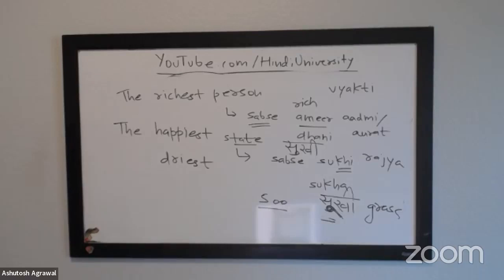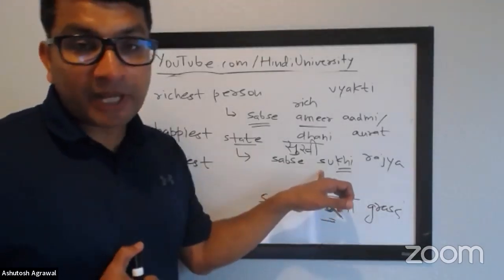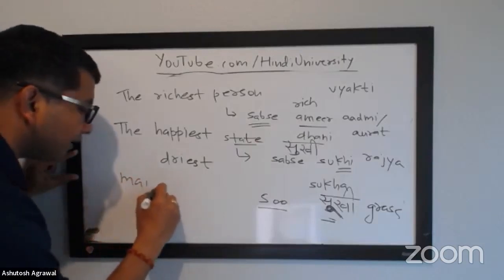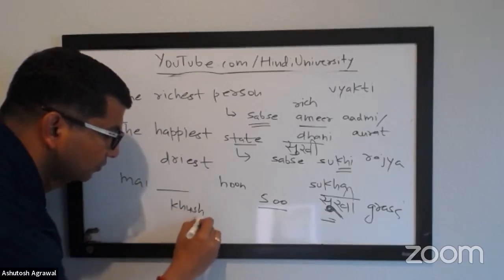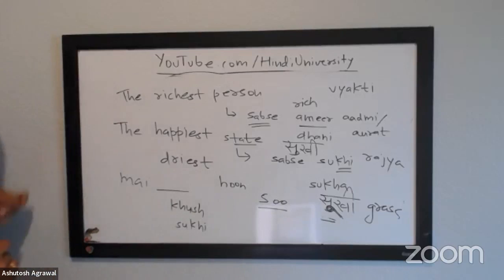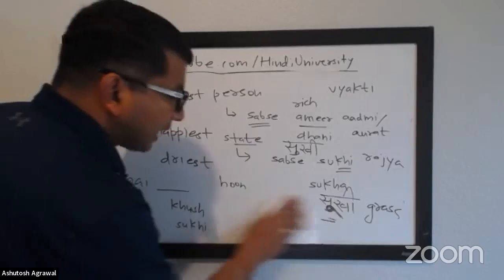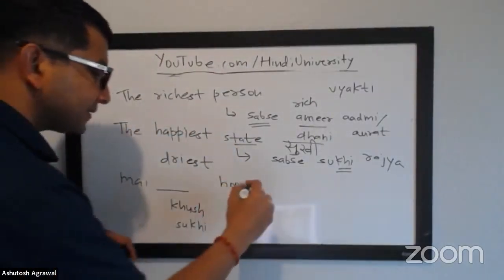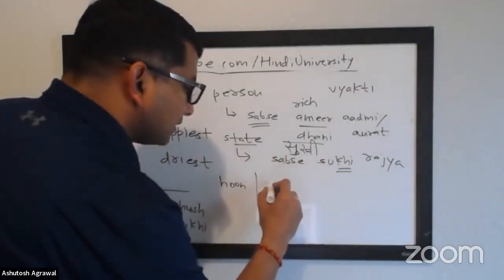You can say मैं सुखी हूँ, which is like I am happy, or मैं खुश हूँ. Both of them are correct. You can say मैं खुश हूँ, मैं सुखी हूँ. From a grammatical perspective, you can use both of them to express your happiness. I'm happy. Now the other one is grass.